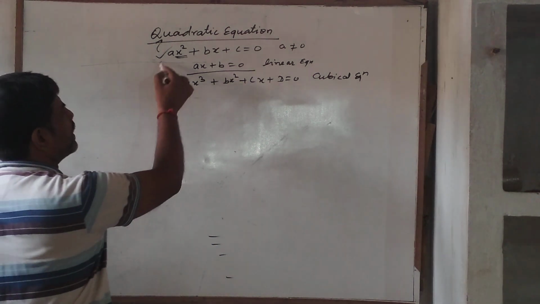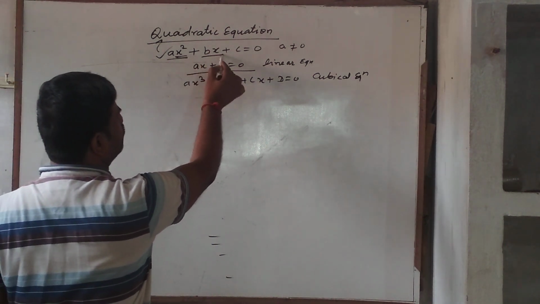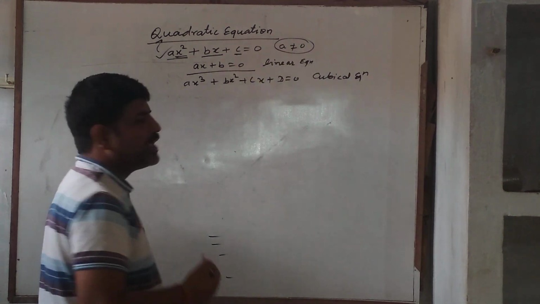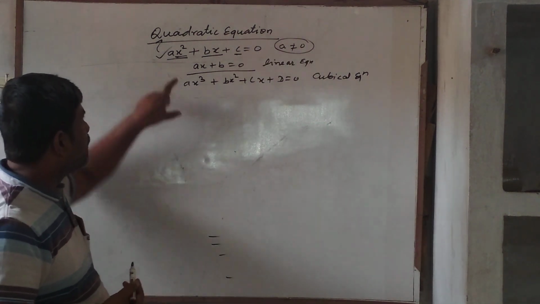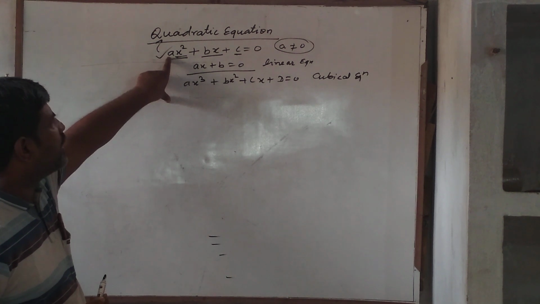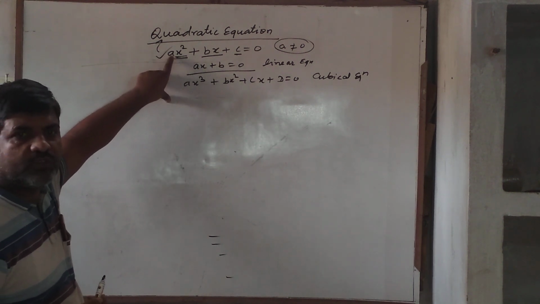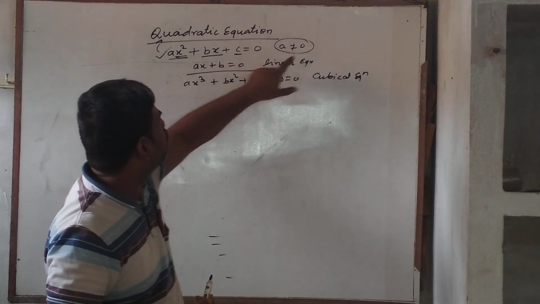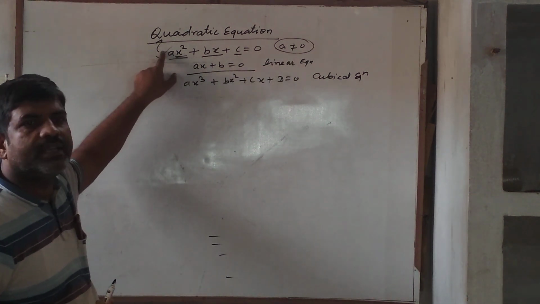The general quadratic equation is ax square plus bx plus c equal to 0, and this is an important condition here: a must not be 0. What is a here? The coefficient of x square. This coefficient should not be 0, because as soon as a becomes 0, this changes to a linear equation.